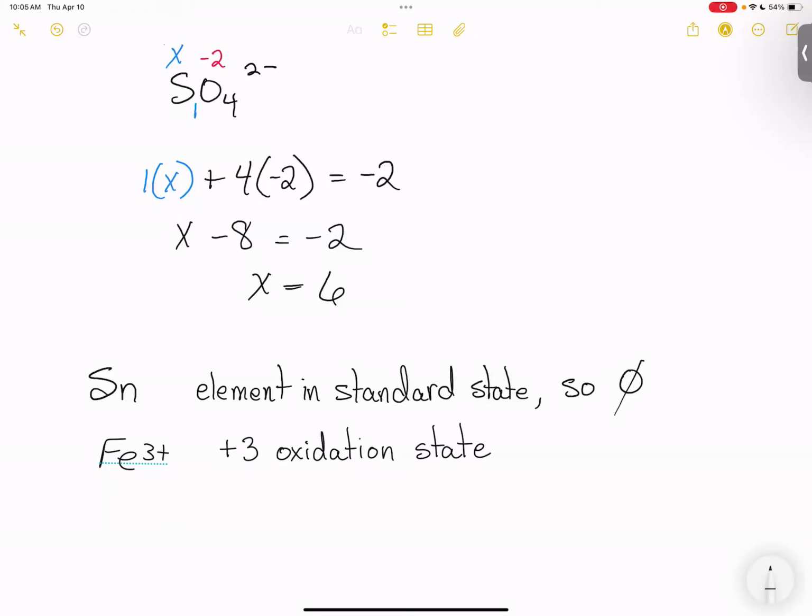You may not have, but some people wonder why I write charges as 3+, why I've always written the charge where the number came before the sign. We actually do that so that we can distinguish a charge from an oxidation state.